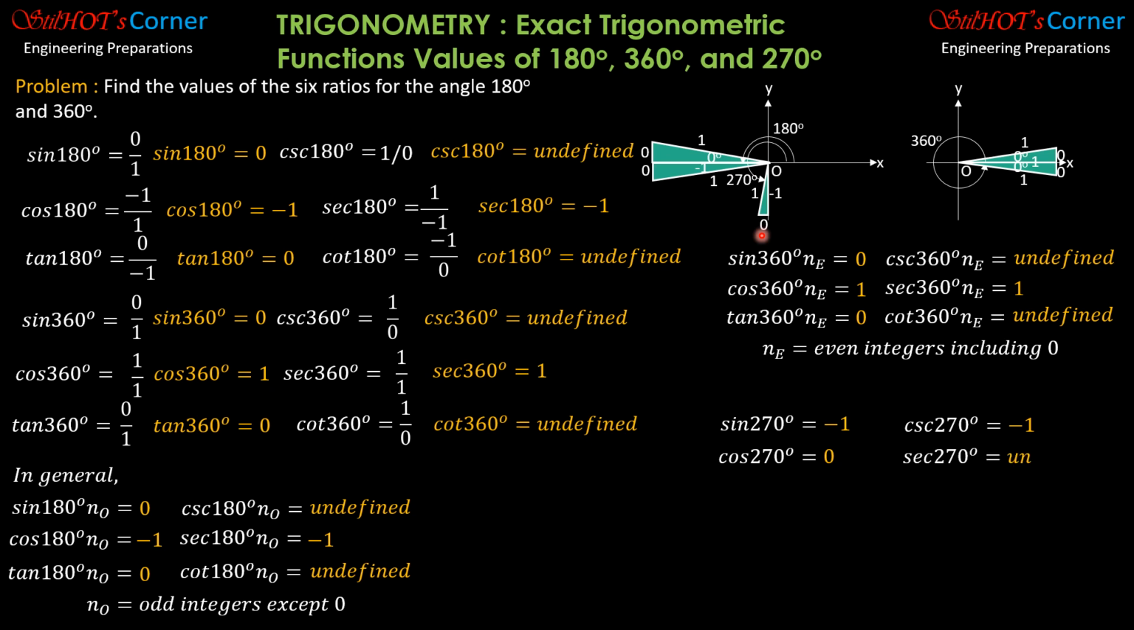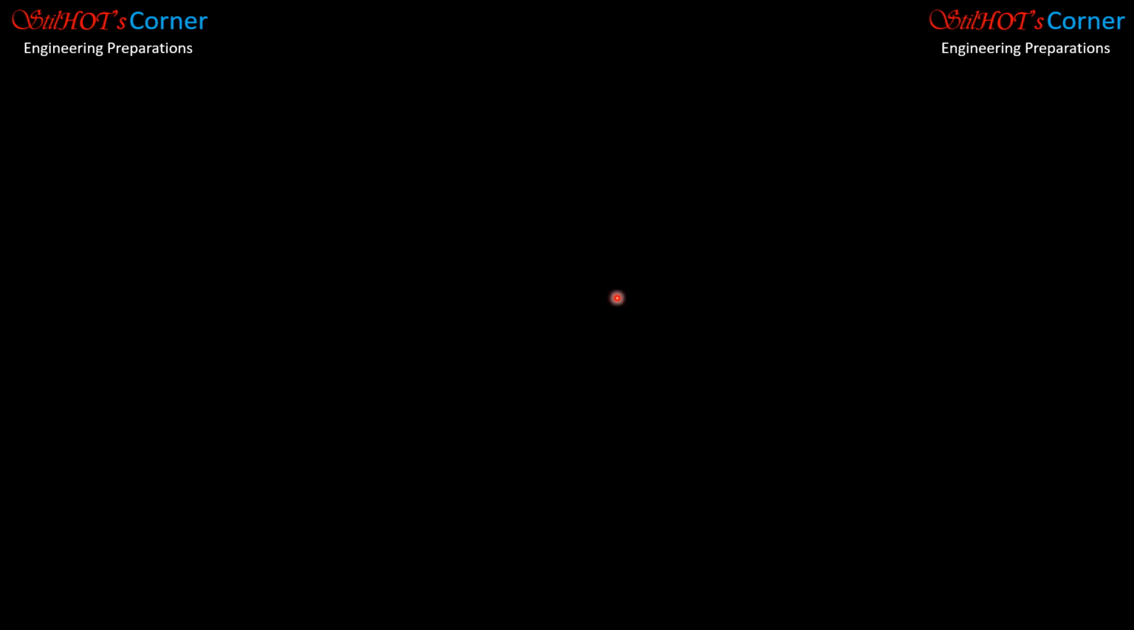While its reciprocal, cotangent 270 degrees is equal to x, which is 0 over negative 1, and 0 over negative 1 is 0. So that's it for these trigonometric functions. Let's proceed to this problem here.